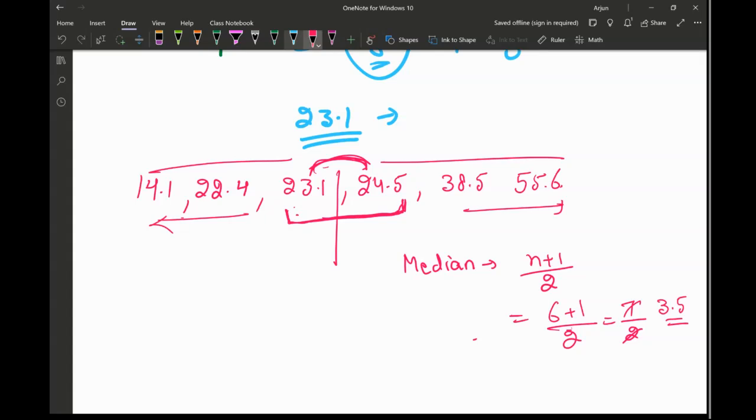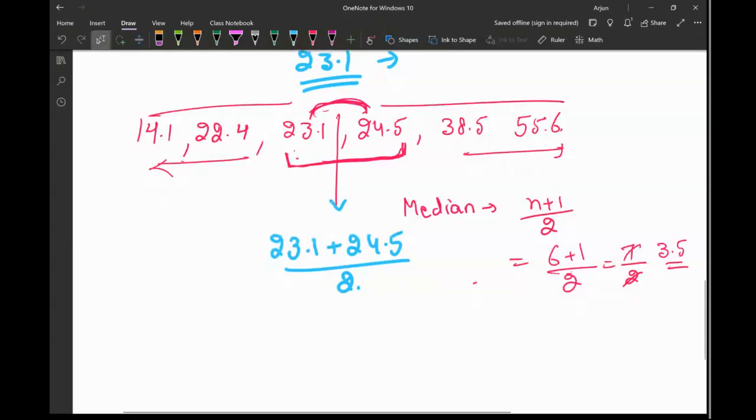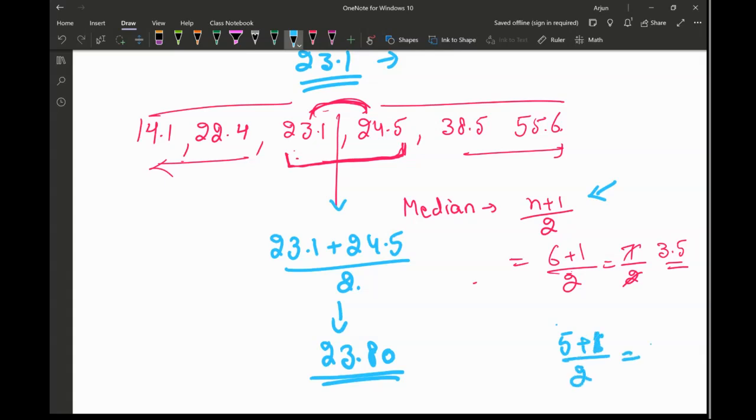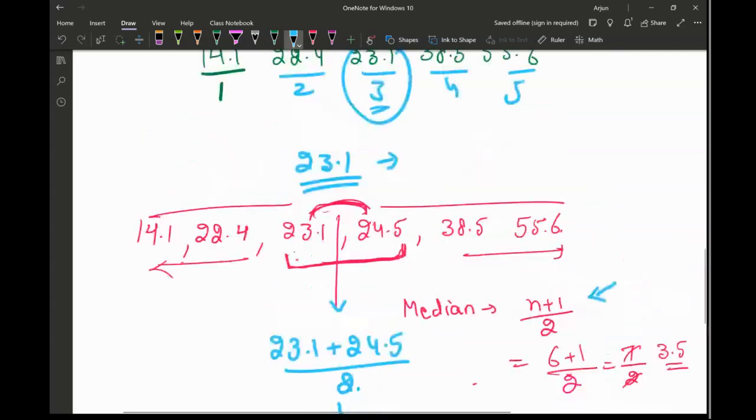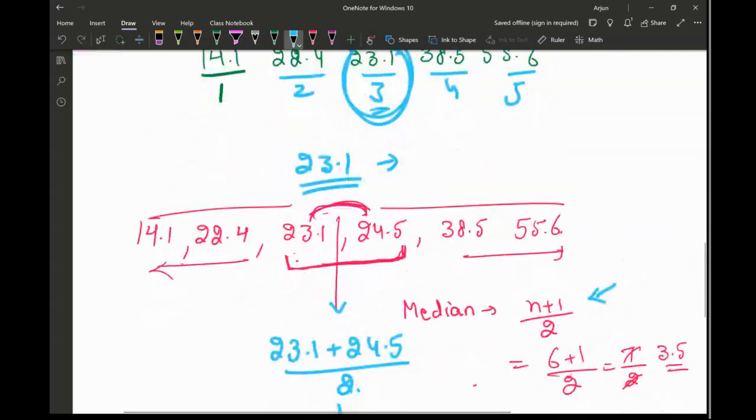How can you find out the middle value? You can find the middle value by taking the sum of these, 23.1 plus 24.5, divided by 2. That's how you will get the middle value, that is 23.80. This formula you can apply to an odd number of terms also. Again, if there were 5, 5 plus 1 is 6, divided by 2, which is 3. So when there was an odd number of terms, straight away you got the 3.